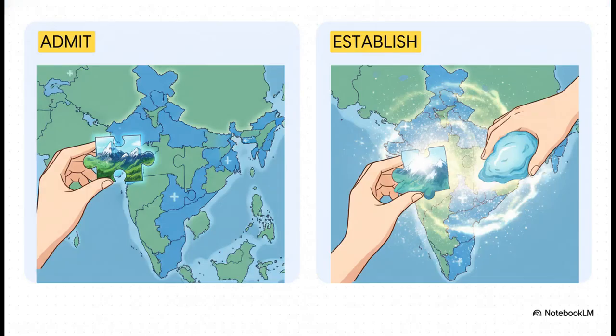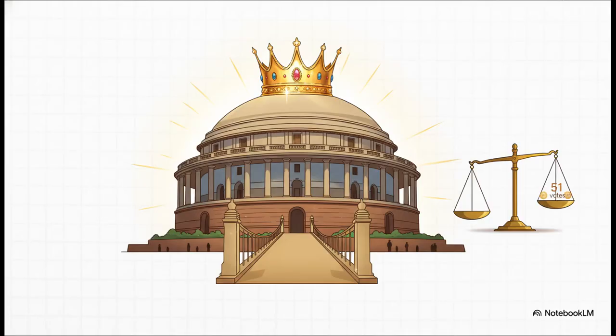So what's the difference between admit and establish? This isn't just about semantics. It's a crucial legal distinction. Admit is for when you're bringing in a political entity that already exists. Think of it like inviting an established neighbor to join your club. The classic example here, the one you absolutely have to remember, is Sikkim. On the flip side, establish is for creating a brand new state from scratch, on territory that wasn't organized that way before.